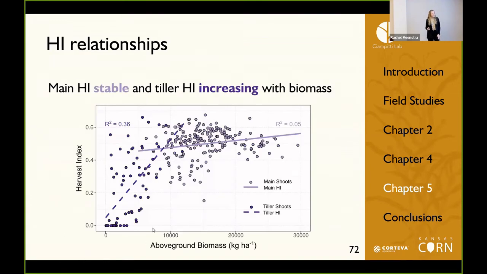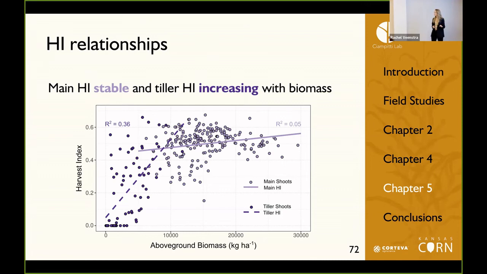So on the x-axis, we have our above ground biomass, which is for main and tillers. And then we have our harvest index on the y. The lavender points are our values for the main shoot only. And our dark purple points are for the tillers only. So the main shoot, so just considering what was growing on the main stem, the harvest index was fairly stable across increasing biomass. The tiller harvest index, however, as tillers increased in their biomass, the harvest index skyrocketed.